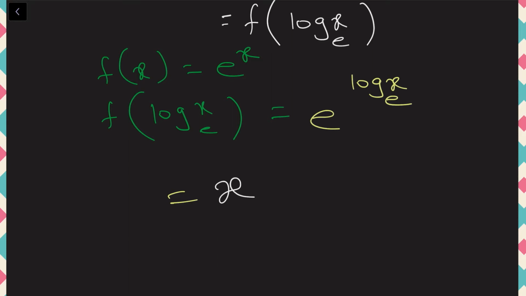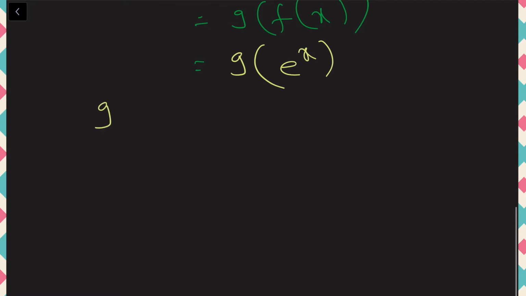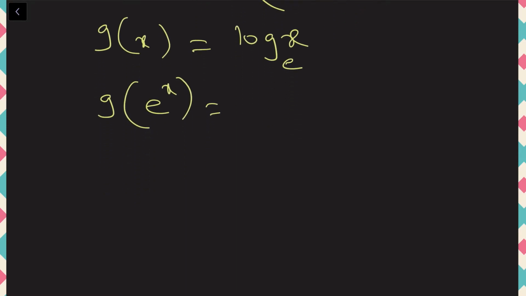Now I will check the RHS. In the RHS, he is asking to find g of f. That can also be written as g of f of x. The value of f of x is given as e power x. Now in the question, g of x is given as log x base e. We want the value of g of e power x, so wherever we have x, in the place of x we need to substitute e power x. Log, with e power x in the place of x, with base e.